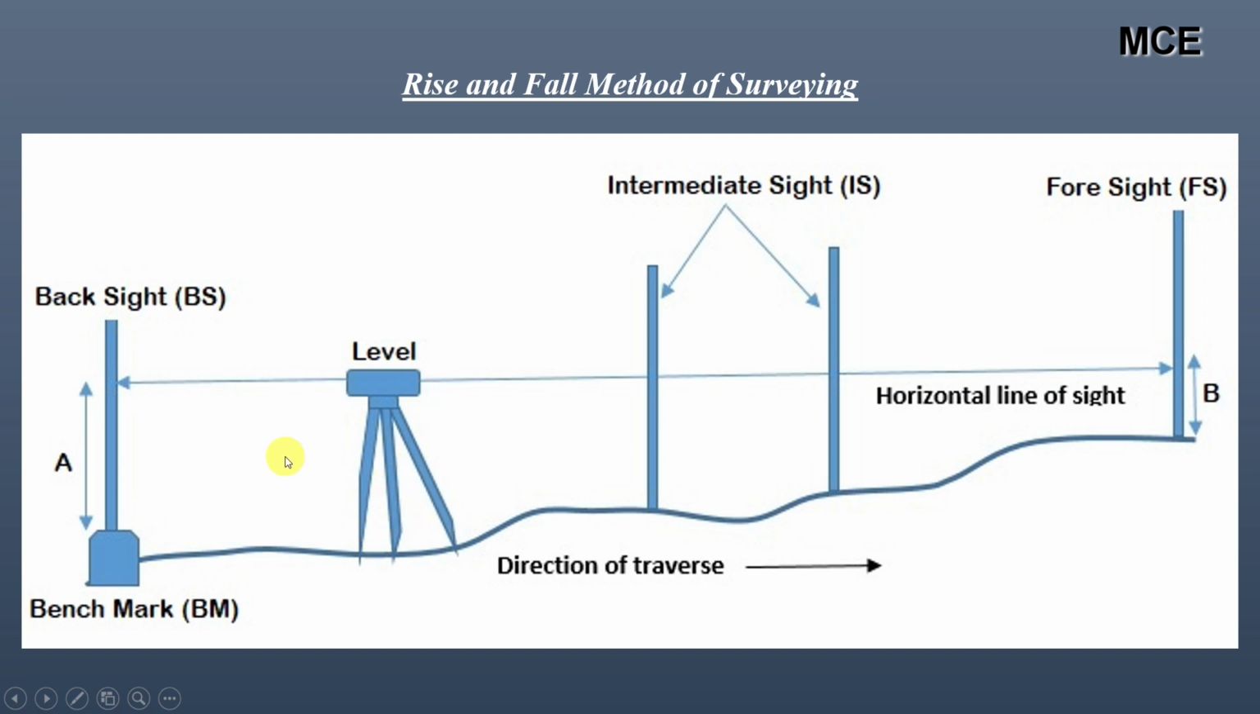a point. The staff is then placed at a benchmark whose reduced level we already know, and we take the first reading, which is known as the backsight. After that, we place the staff at a point whose reduced level is to be calculated, and these readings are called intermediate sight. The last reading which we take on the staff is called the foresight.